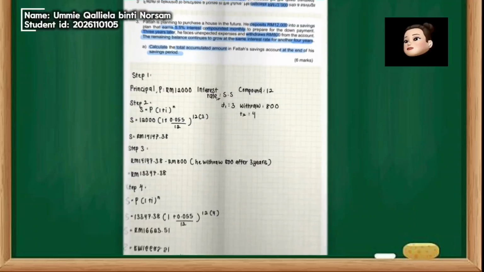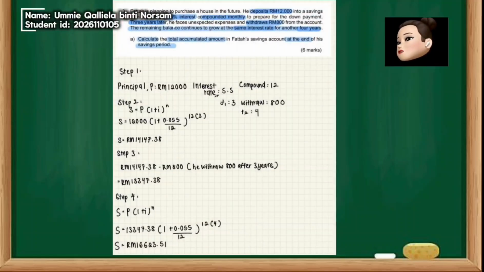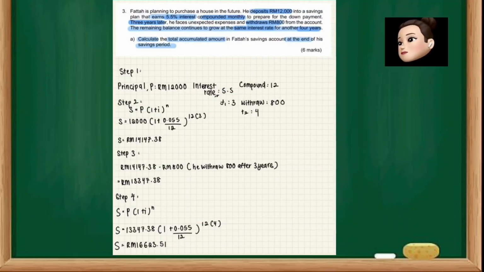Question 3 for Part A. Fatah is planning to purchase a house in the future. He deposits 12,000 ringgit into a savings plan that earns 5.5% interest compounded monthly. To prepare for the down payment, 3 years later, he faces unexpected expenses and withdraws 800 ringgit from the account. The remaining balance continues to grow at the same interest rate for another 4 years.